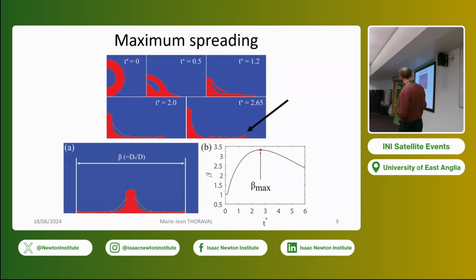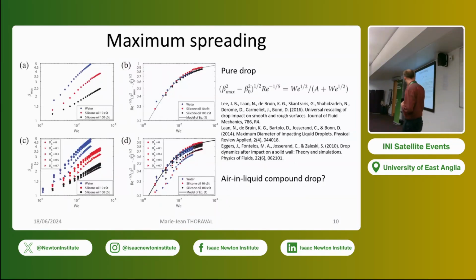But we focus here on the maximum spreading that we call beta, the ratio between the spreading diameter and the initial diameter of the drop. And we look at the maximum spreadings that we have here. And we characterize this for different liquids and different bubble sizes. And we first look from the simulation with full drop. So we use 3 different liquids with water and silicone oils of different viscosities.